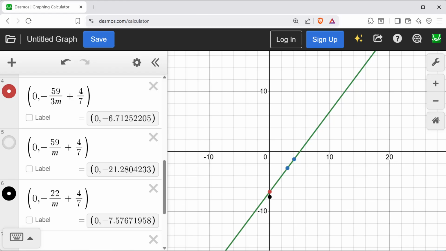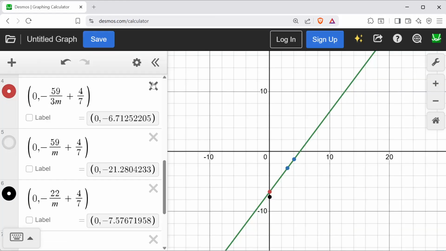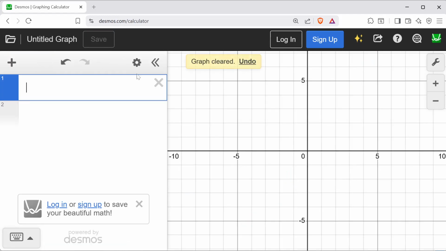I'm going to go to Desmos. Let me, how do I delete? Wait a minute. I want to delete the whole thing. How do I delete the whole thing? I didn't want to do that. I want to delete the whole thing. There it is, delete all.